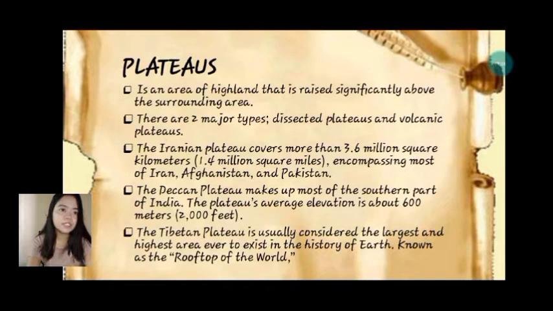The next plateau is the Deccan. It makes up the southern part of India. The plateau's average elevation is about 600 meters or 2,000 feet. It is bordered by three ranges, the Satpura range in the north and the Eastern and Western Ghats on either side. The next one is the Tibetan Plateau. It is usually considered the largest and the highest area ever to exist in the history of the earth, known as the rooftop of the world.